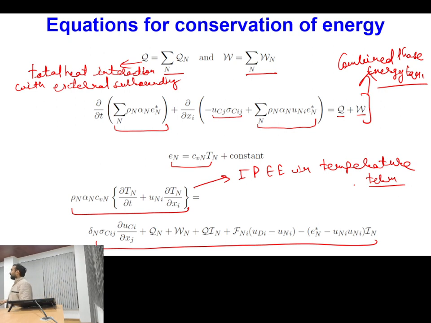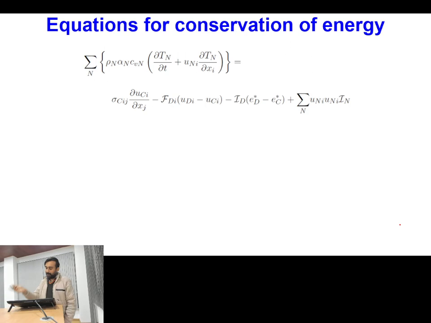So the only thing we have done is that the internal energy of each phase we have replaced with the Cv, specific heat at constant volume, multiplied by temperature. If I do so, then I will be getting this equation. Now in this equation, because I am talking about all the individual phases, that's why it is called the individual phase equation. Okay.